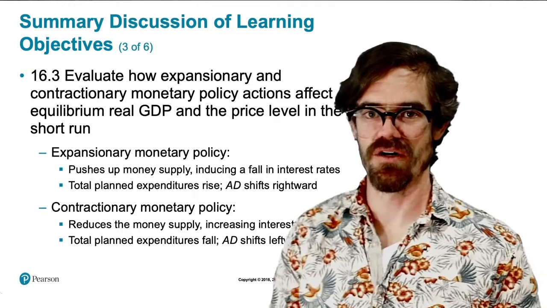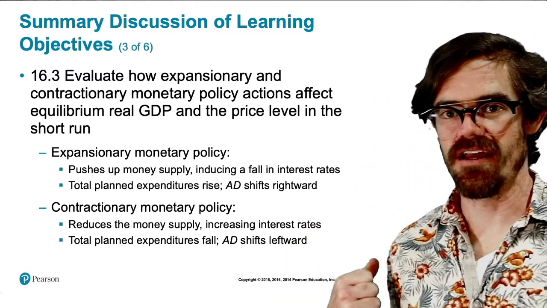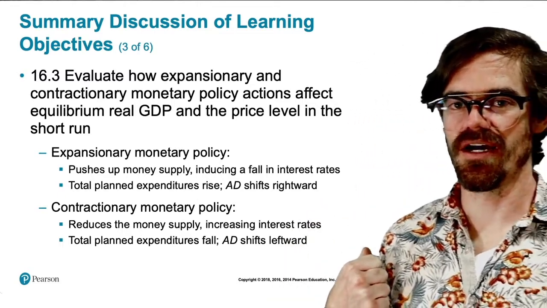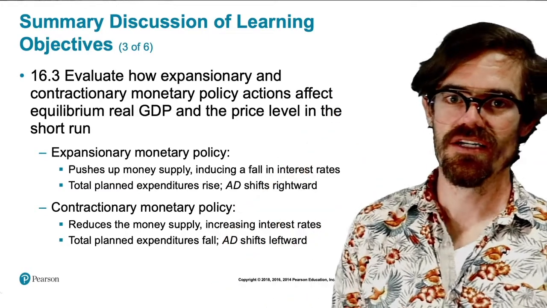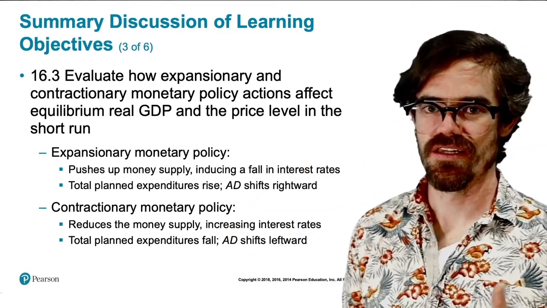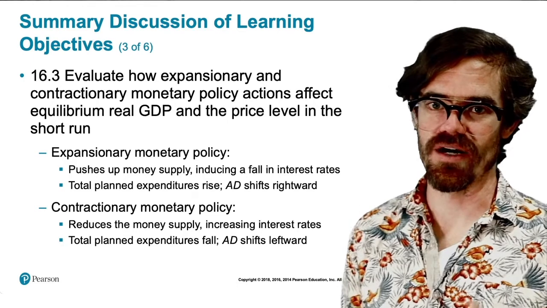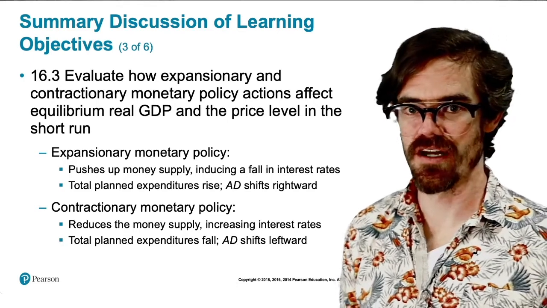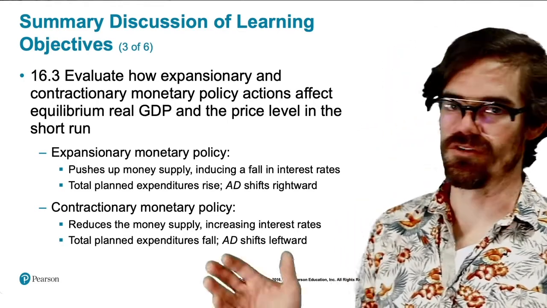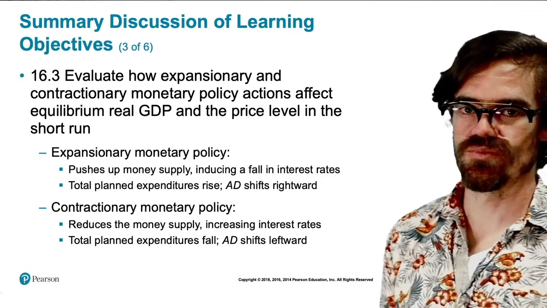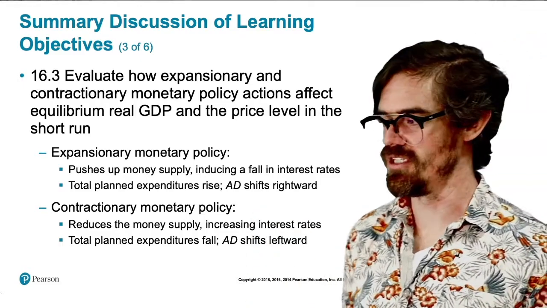Whereas contractionary policy, they pull money out of the economy, they reduce the money supply, which brings interest rates up. And so people consume less, they invest less, foreigners buy less of our goods, and we buy more of theirs. And so aggregate demand goes down, which pushes prices down, but it also pushes real GDP down.